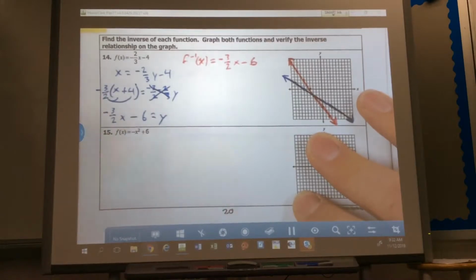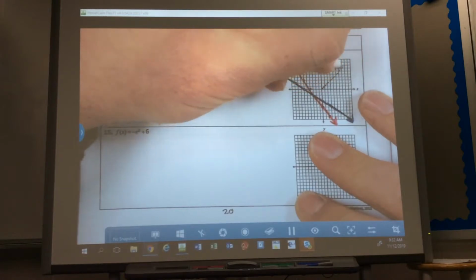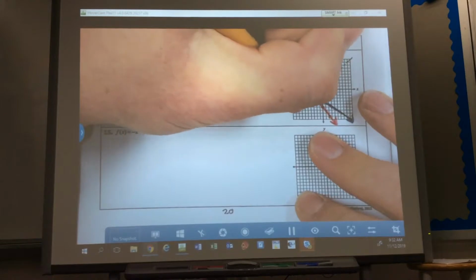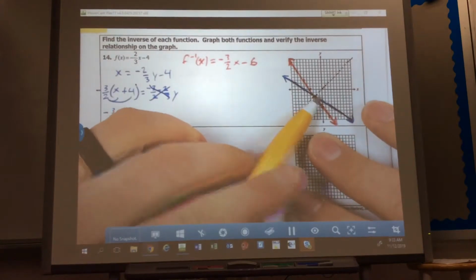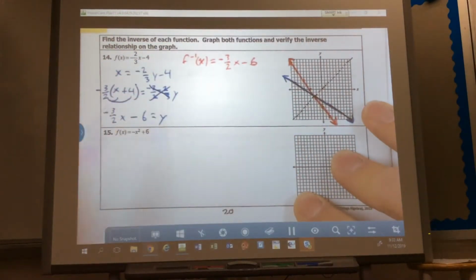And we want to make sure that we have reflected over the line y equals x. And y equals x is the imaginary line that if you reflect over it, you have created an inverse. So it appears that each point from blue to red, they are equidistant from each other, so that is correct.